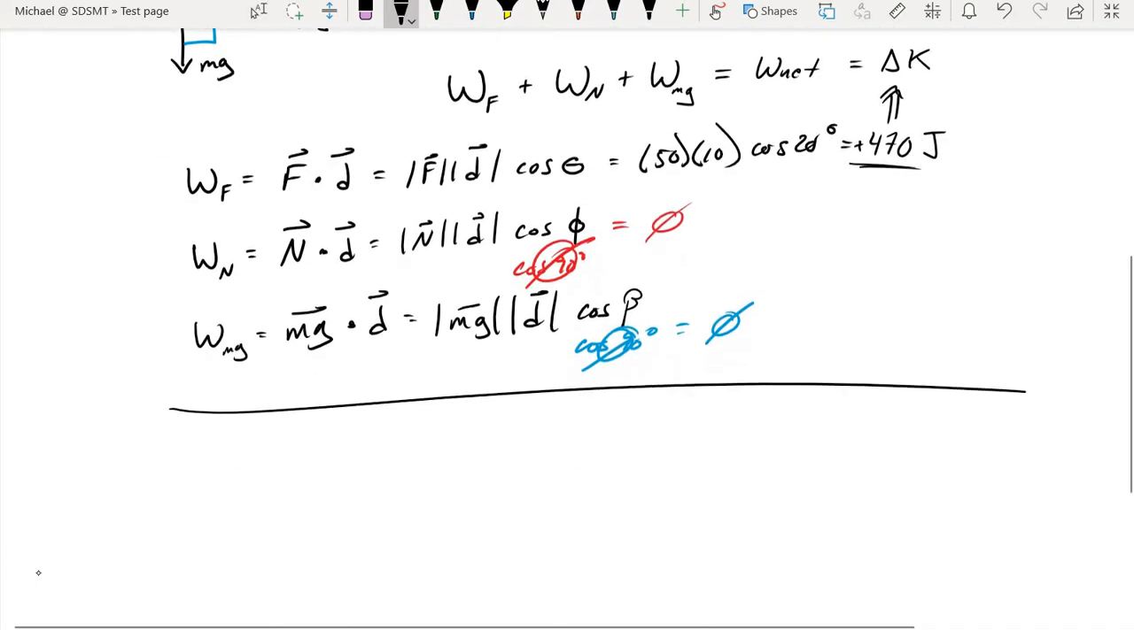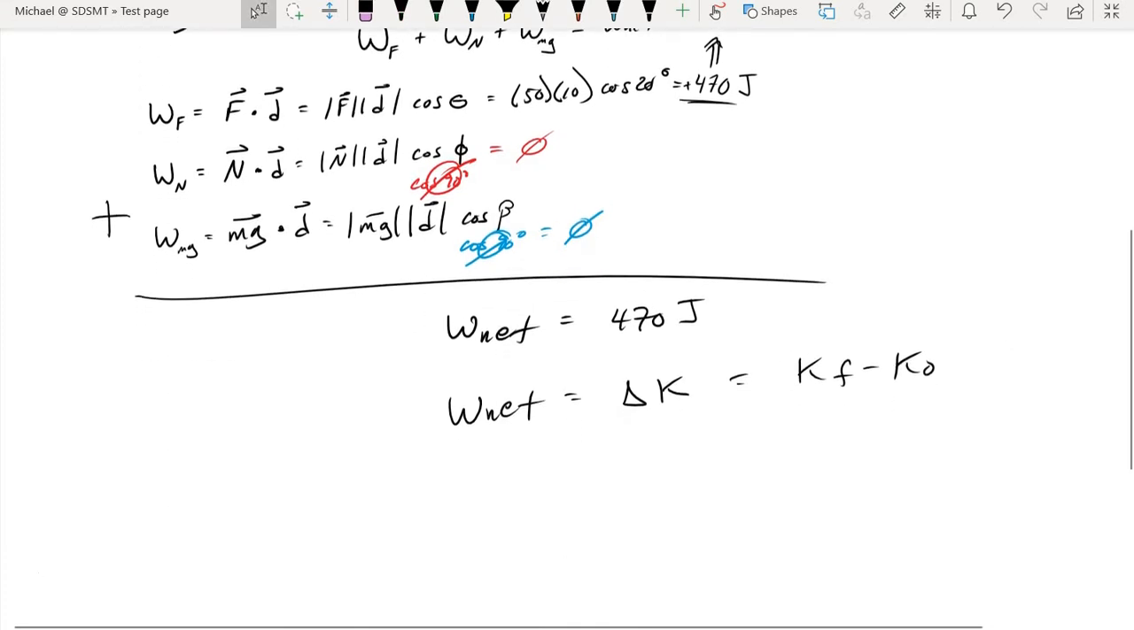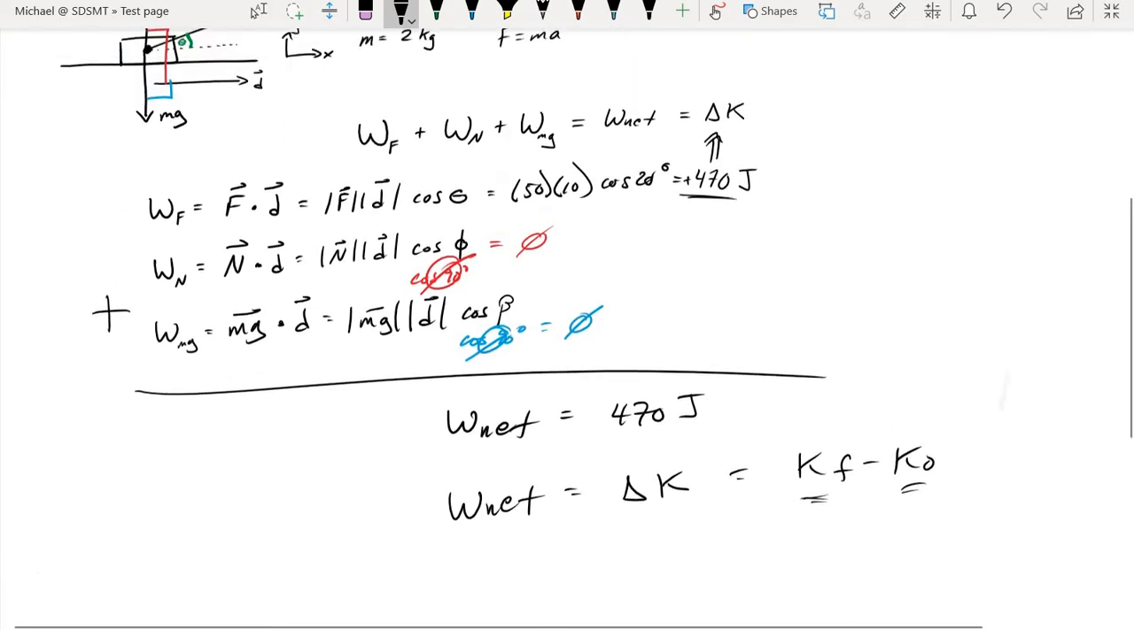So we do a summation of all those forces. 470 plus 0 plus 0 is 470. That is the net work done in the system. The net work is responsible for any change in the kinetic energy. Because our net work is positive, the final kinetic energy will have to be larger than the initial kinetic energy.